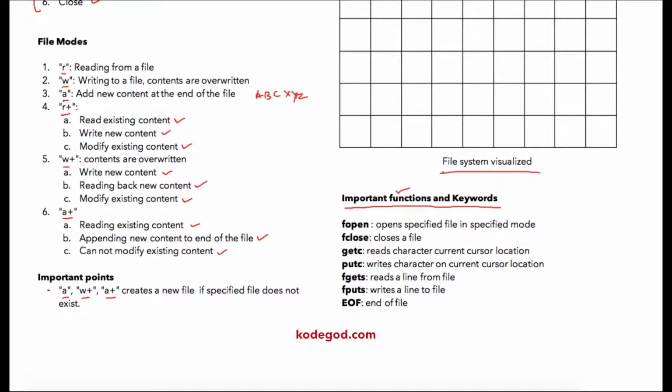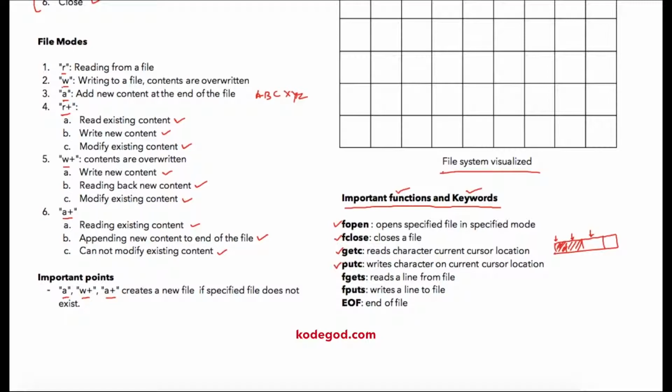The functions and keywords that we are going to use are fopen. It's a function which opens a specified file in the specified mode. fclose is a function which closes the specified file. getc reads a character from the current cursor location. When you open a file, the cursor will be at the first location initially, at this location. When you use this function getc, the data from this location will be given to you and the cursor will move on to the next location. Similarly, when you again use getc, then this data will be given to you and the cursor will move on to the next location.